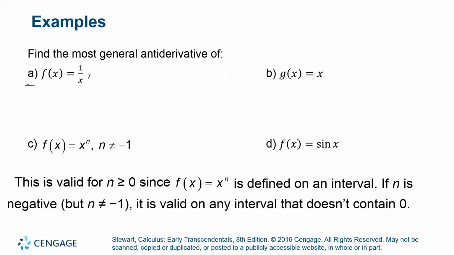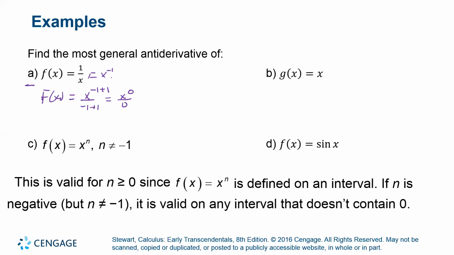I'm going to write this as x to the minus 1. So let's try to differentiate this. Using that approach, if this is true, my capital F of x, the antiderivative of the small f, will be x raised to minus 1 plus 1, because we add 1, divided by minus 1 plus 1. Now guess what? This gives me x to the 0 over 0, which is undefined.